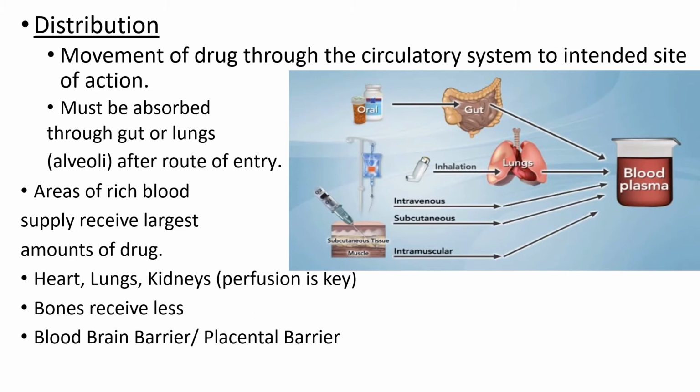So I think that's pretty much everything on distribution that you really need to know about. In order to be distributed, it has to be absorbed through the gut or the lungs, okay? So if there's an inhalation drug, of course, it's going to be absorbed through the lungs and then passed on to our bloodstream. So just be mindful of the effects I told you about when we're storing those drugs, the fat-loving drugs. And if you have any questions about this, of course, always send me an email.